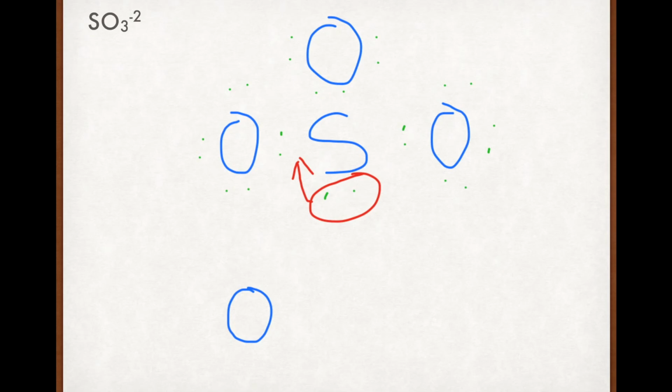So our final answer for that one will be one oxygen that shares a double bond with the sulfur, and then the other oxygens will just have one bond with the sulfur to create the Lewis dot diagram for the sulfite ion.